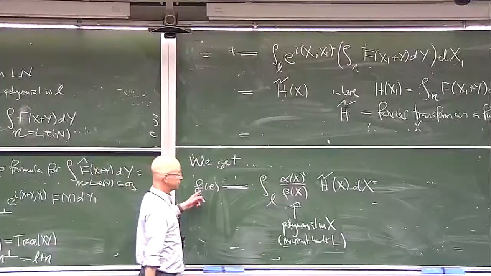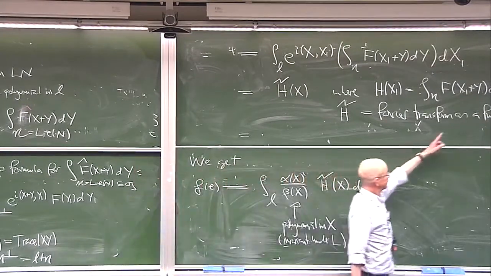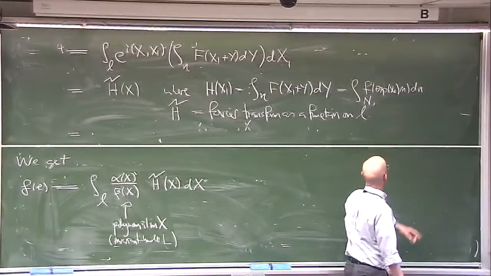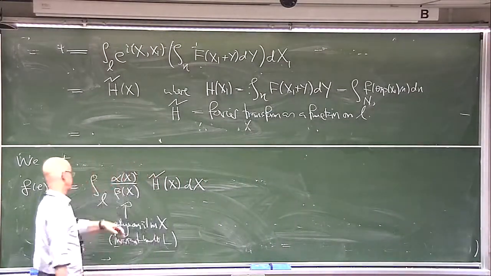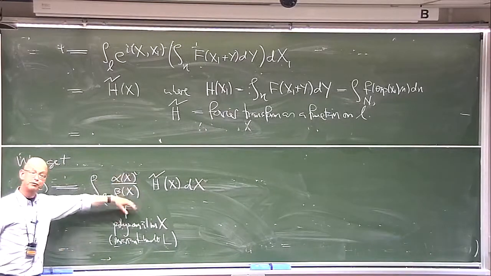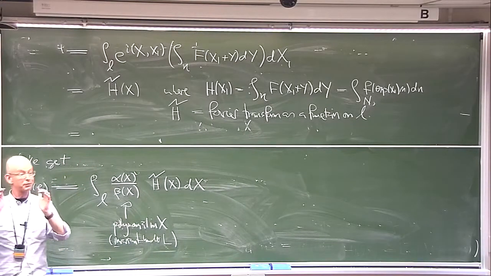So, in order to calculate f of the identity, first of all, I form this average over n. Secondly, I take its Fourier transform. Thirdly, I multiply by a polynomial. And fourthly, I take the inverse Fourier transform. Let's just look at steps 2, 3, and 4.